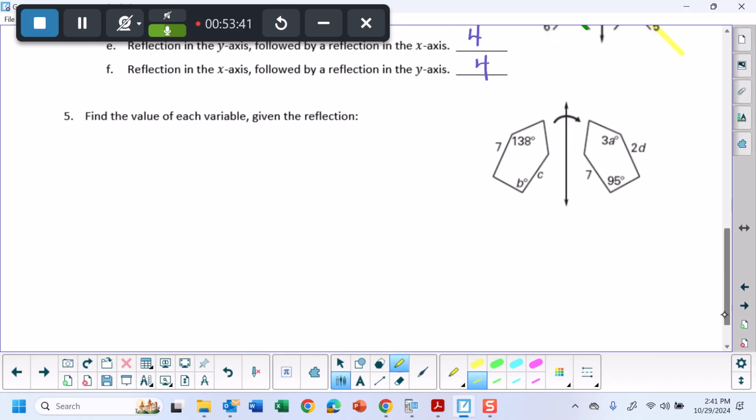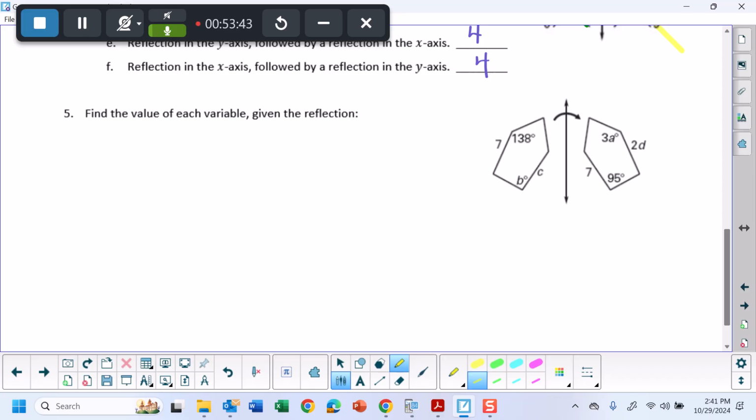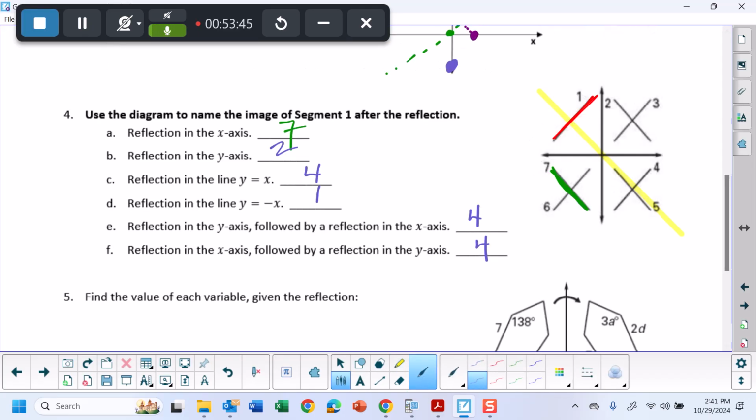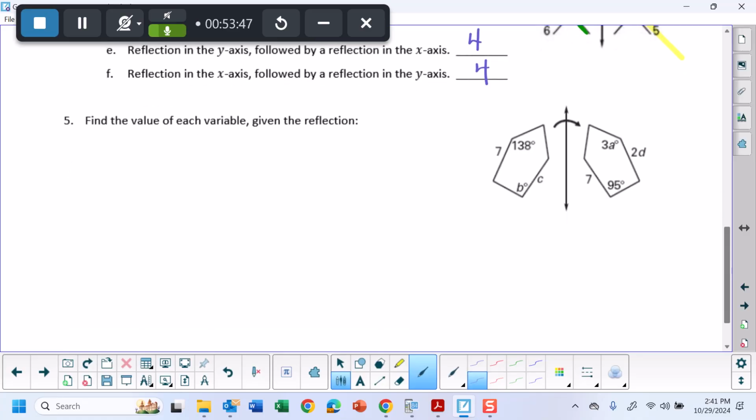Here's something cool that ends up happening. When we reflect over a line of reflection and our shape changes orientation, the corresponding angles and segments maintain the same distances and the same angle measurements, but they wind up in different positions. So do you see here that this side length here corresponds to this side length?